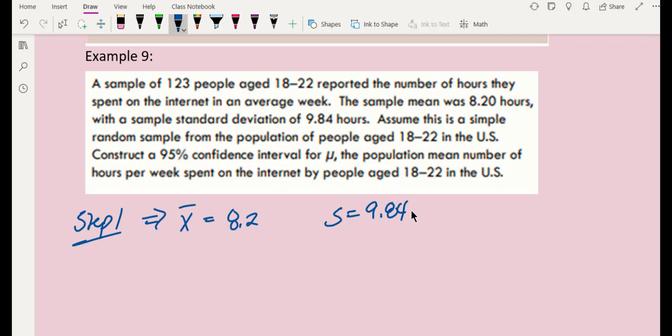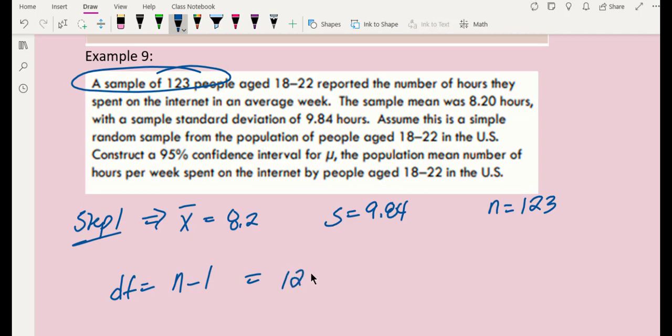Now the next part is we need to find our degrees of freedom, our DF. So that'll be n minus 1. So how many people do we have in our n? Our sample is of 123 people. So this should be 123 minus 1, which gives us 122. Now, if you read in our readings, since the number of degrees is above 100, we will use 100.